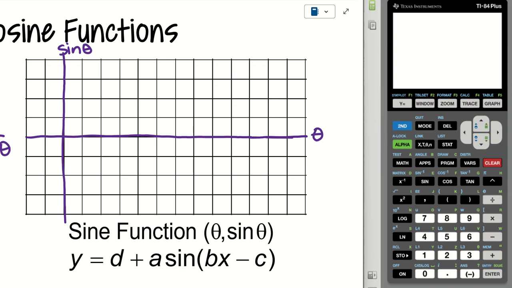I'm going to use those same key points, so I'm going to go every 2 spaces. The last one is 2 pi, and then we're just dividing that up into 4 equal spaces.